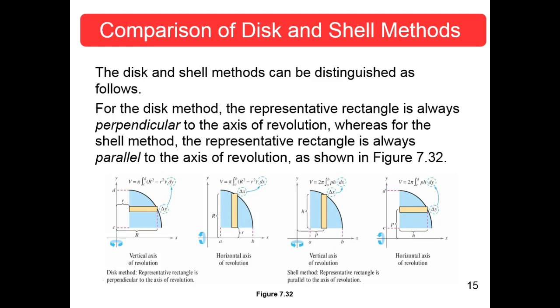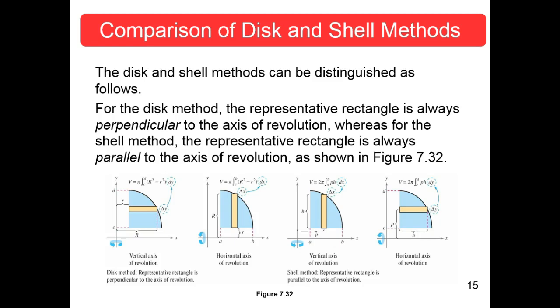For the shell method, here's your axis of revolution, there's your rectangle, that's going around here, so that's going to be 2 pi p, where p is the radius of revolution. And the height needs to be in terms of x's, and p is in terms of x's. But especially if it's around the y-axis, that's just going to be x. That's the beauty of it.